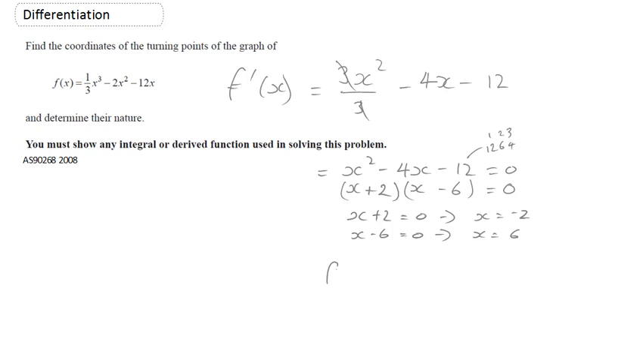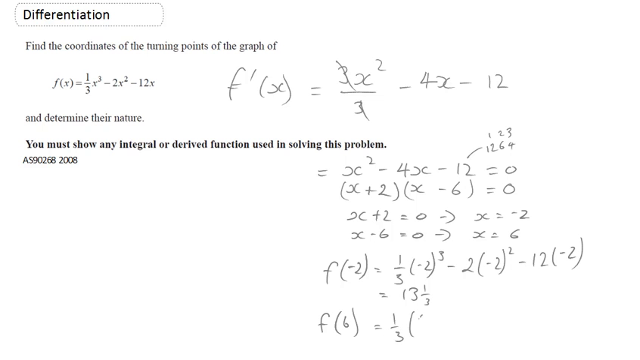I'll show the mathematics of it, just in case you don't have a graphics calculator. So 1/3 of (minus 2) cubed minus 2 lots of (minus 2) squared minus 12 lots of minus 2, which gives me a value of 13 and 1/3. And if I put x as 6 in there, I do exactly the same. So I've got 1/3 of 6 cubed minus 2 lots of 6 squared minus 12 lots of 6, and that equals minus 72.